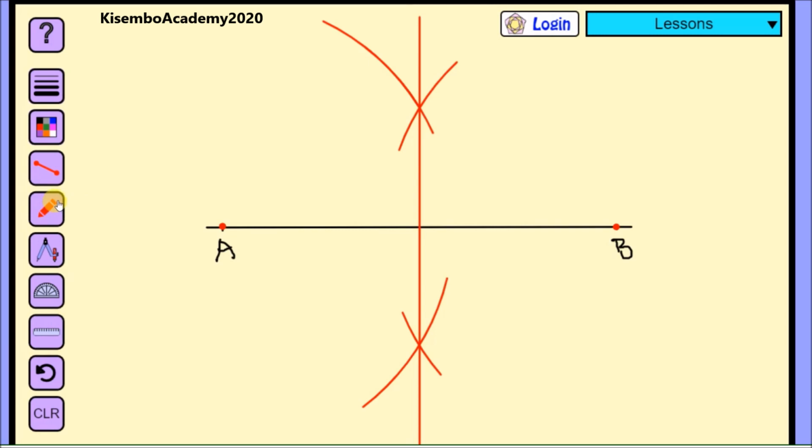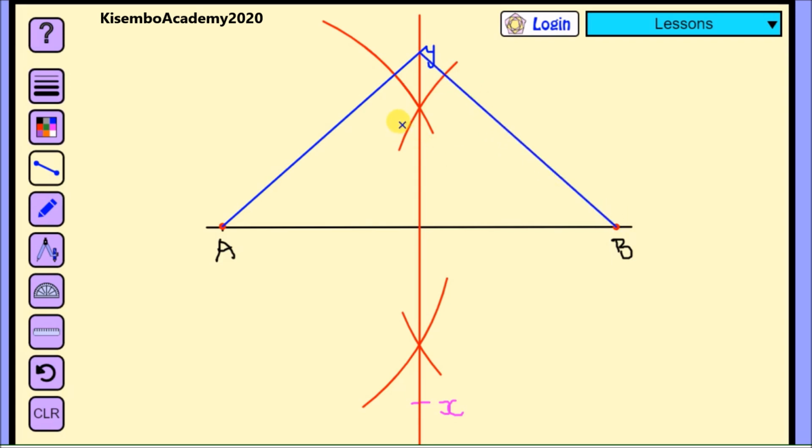Just one more thing you need to know. Let me choose any point on that red line, the line that we've just drawn. Let me call it point X. If I am to measure the distance from point X to A, you'll notice that the distance from point X to A is the same as the distance from point X to B. And if I choose any other point still along the same red line, let me call it point Y. The distance from point Y to point A is the same distance from point Y to point B.